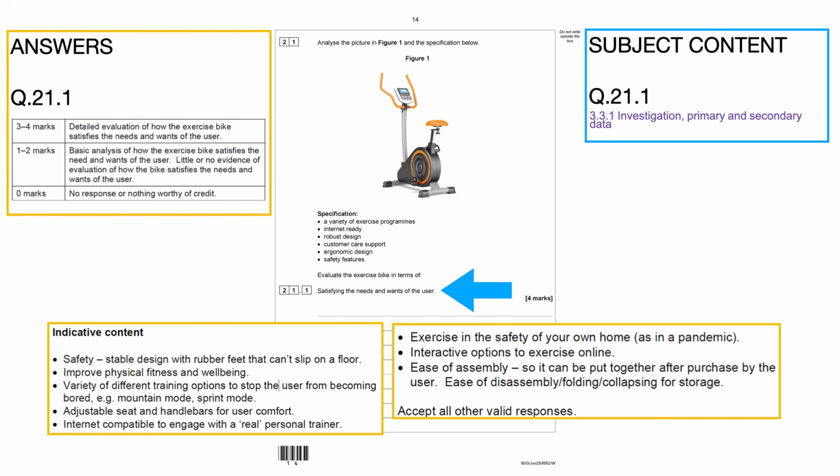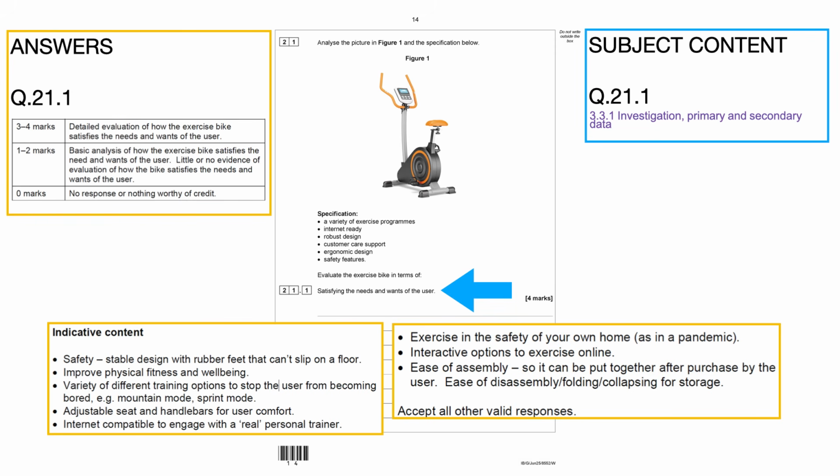So to get those 4 marks, you need a detailed evaluation of how this exercise bike satisfies the needs and wants of the user. So here's some indicative content. When it comes to safety, it has a stable design with rubber feet that can't slip on the floor. It improves physical fitness and well-being. There's a variety of different training options to stop the user from becoming bored. For example, there's a mountain mode or sprint mode.